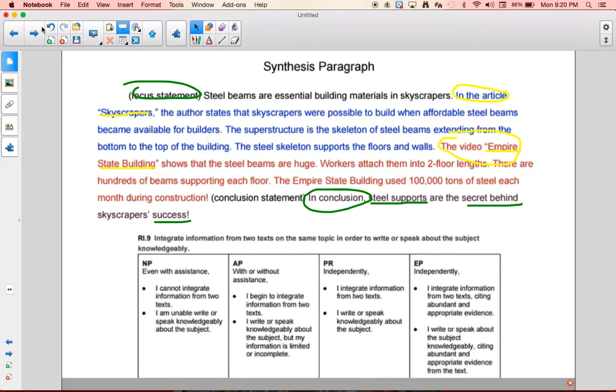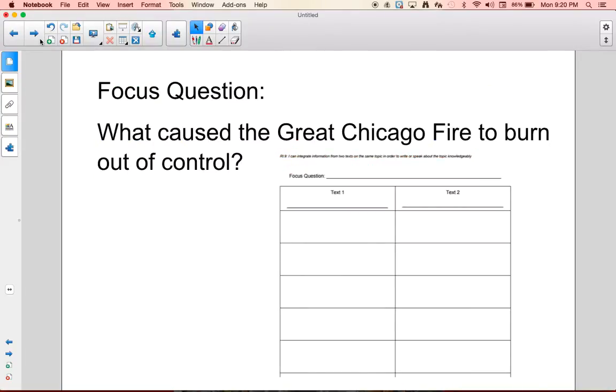Okay? So now it's your turn. You are going to do the same graphic organizer as you see here, and this should be given to you by the sub. And your question is, what caused the Great Chicago Fire to burn out of control? So not just ruin the city, but what caused it to burn out of control?